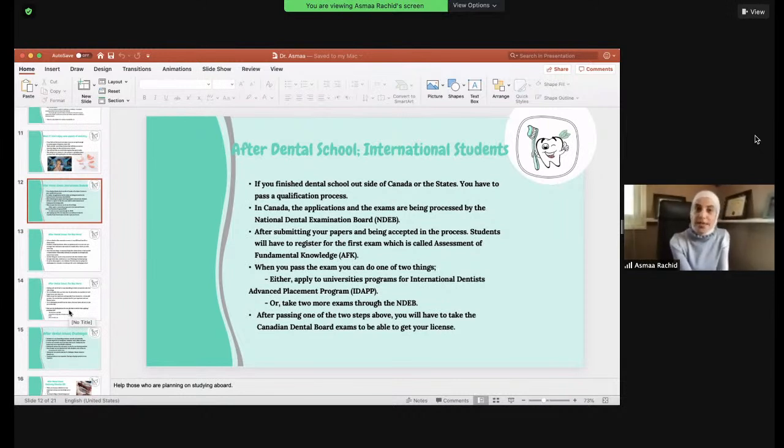This doesn't apply to the States, I know that. So in Canada, you can continue with more exams. You can do two more exams. One of them is practical and another one is more case related. If you pass these two exams, perfect. That means your degree is now accredited, they accept your degree basically. The other way is you can apply to any of the Canadian universities. They do have some programs for international dentists. It's basically a two-year placement, and then you graduate as a dental student from that university.